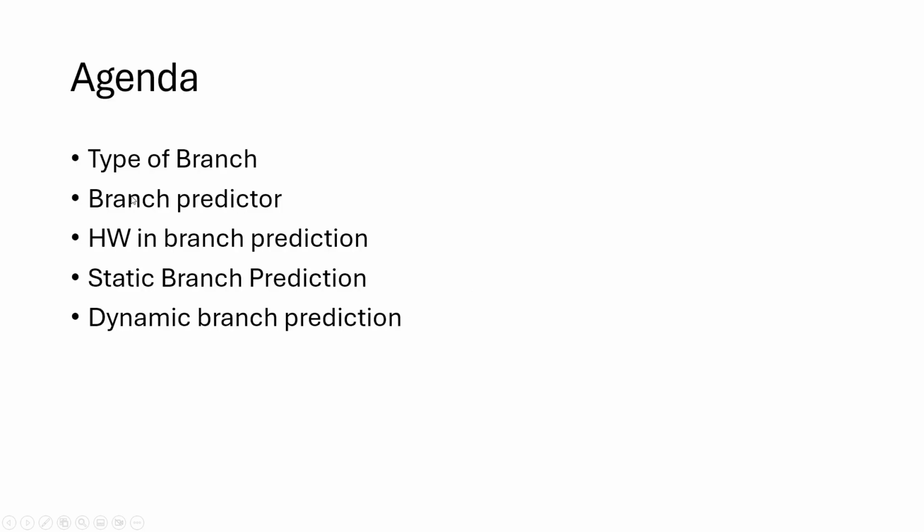And here is the agenda. I will start with the types of branch, and then the branch predictor, and what kind of hardware we need in branch prediction, and then static branch prediction and dynamic branch prediction.